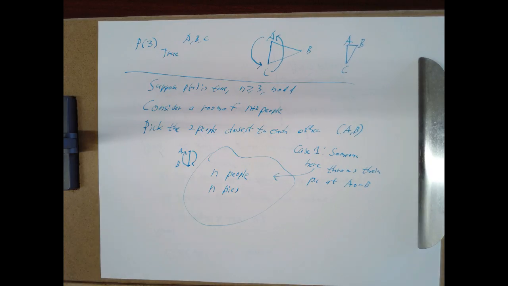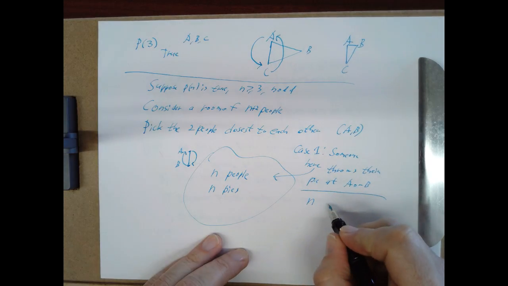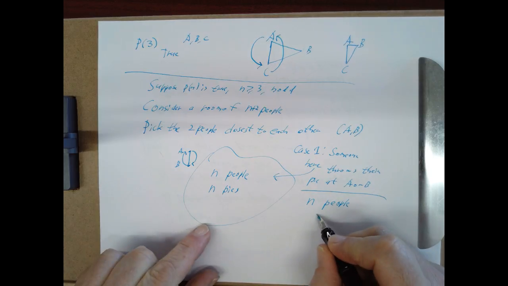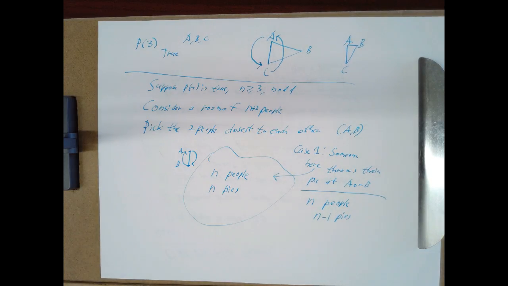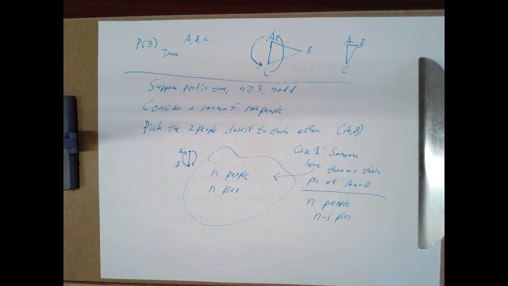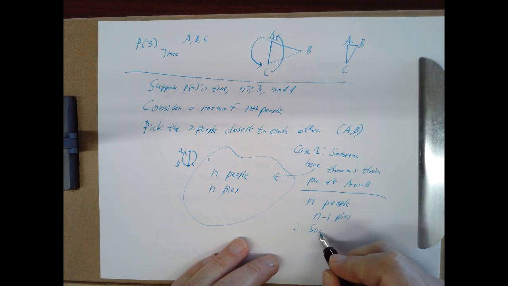And in that case, after that person throws, you're going to have in this group n people who haven't been hit by a pie yet and only n minus 1 pies. And it doesn't matter who throws their pies at whom. If you only have n minus 1 pies and you have n people, it's not possible that everybody gets hit by a pie. And so someone survives.